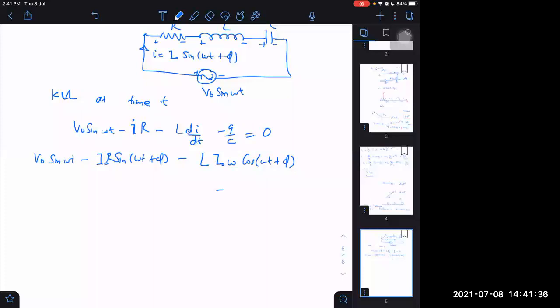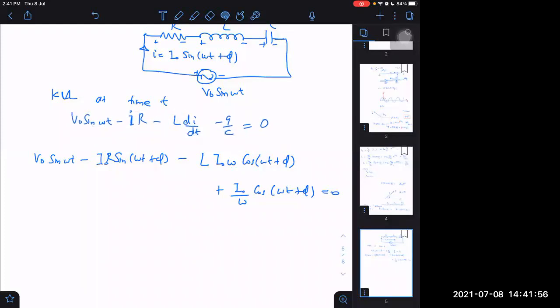I think I get I naught by omega minus I naught by omega. Yes, this is equal to 0, right or not? We are getting this. And how are we getting that? First we assumed, what did we assume here?